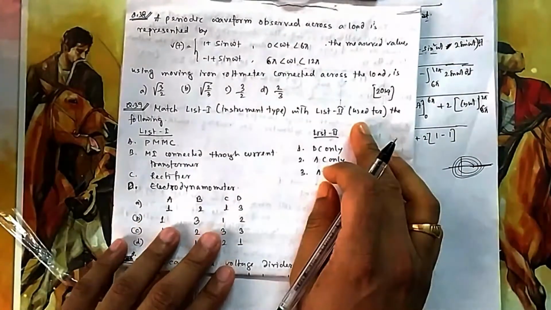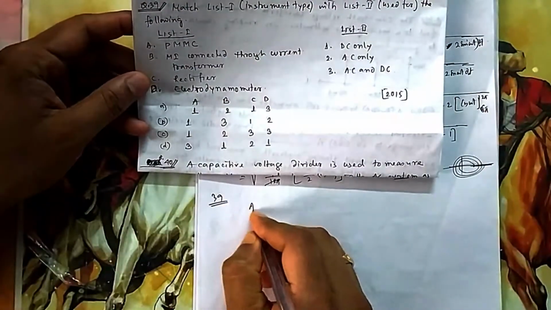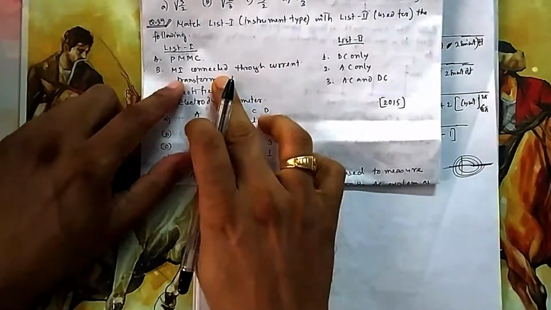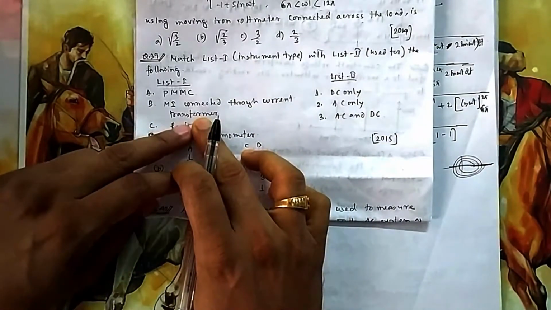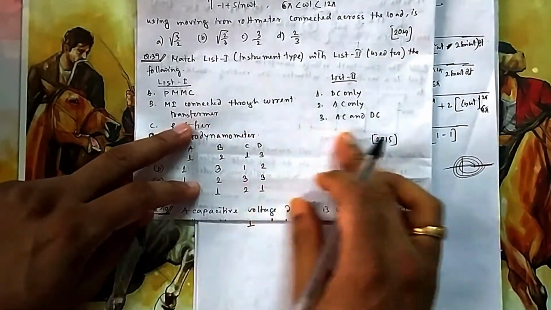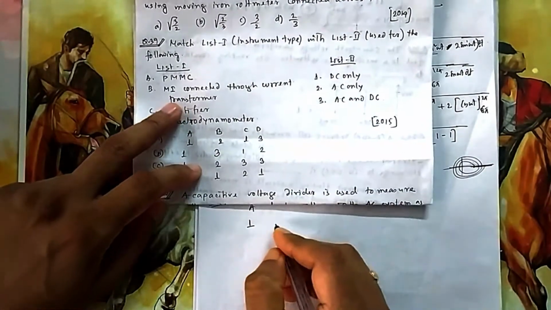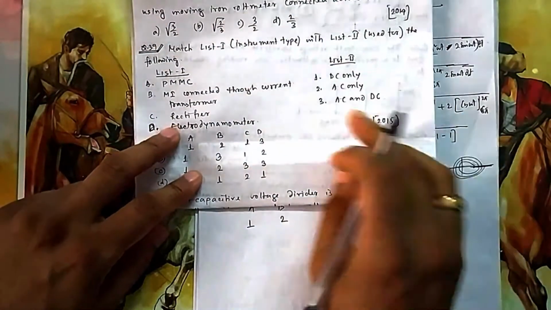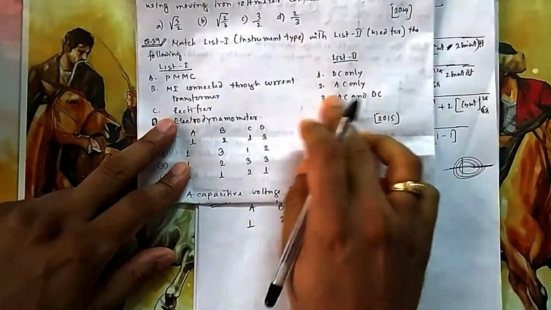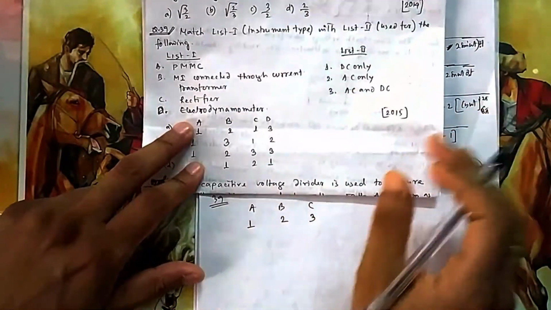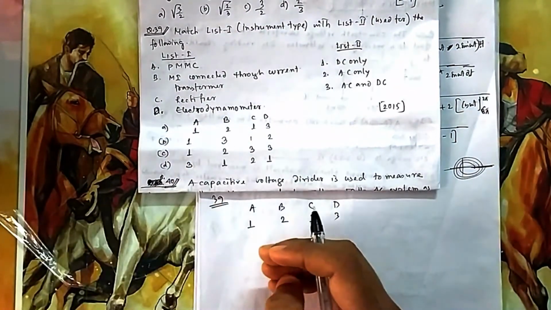Match list 1 instrument with list 2. PMMC is used for DC only, so it is very easy. PMMC will directly go for DC. A is 1. MI connected through current transformer: normally MI should have been for AC and DC both, but since it is connected to a current transformer, DC will not work, only AC will work. So that's why B will go to 2. Otherwise B could have gone to 3. Rectifier you can use for both AC and DC, that is 3. Electrodynamometer you can also use for both AC and DC. Only induction and PMMC are for AC and DC respectively.